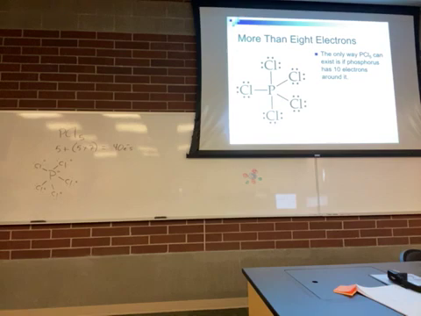So phosphorus has 10 electrons. It violates the octet rule. Sulfur prefers 8, but it also can have 12. And so again, it's one of those that violates the octet rule.